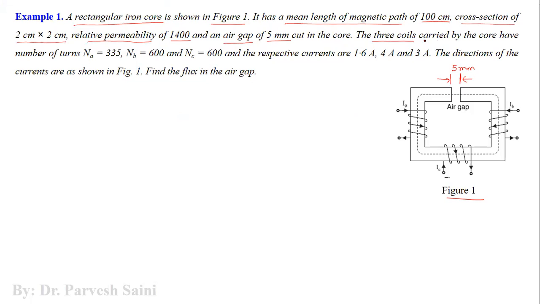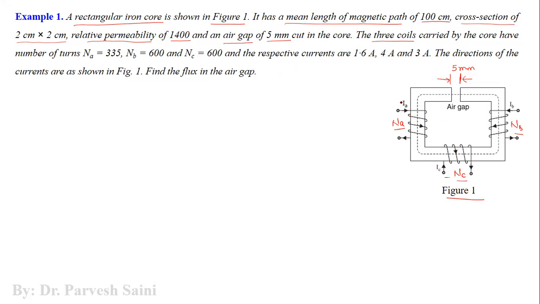So there are three coils which are wound over this iron core in such a way that the magnetomotive force of two coils is in the same direction and one coil is in the opposite direction. So let us say that there are NA number of turns of this particular coil, NC number of turns of this coil, and NB number of turns of this particular coil.